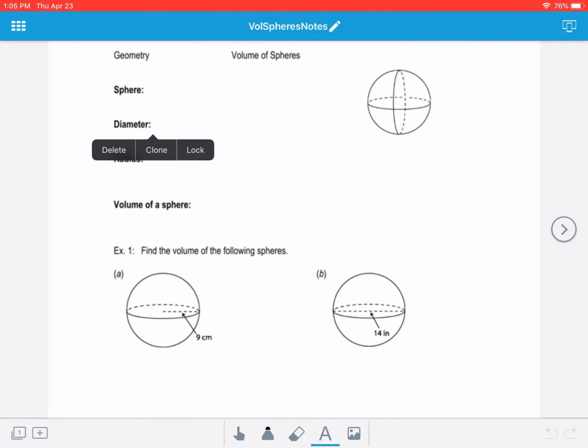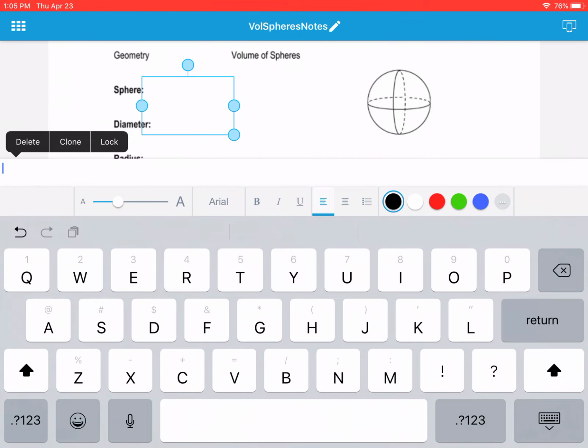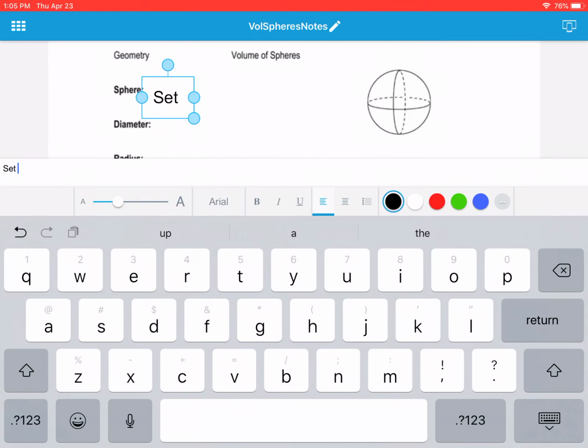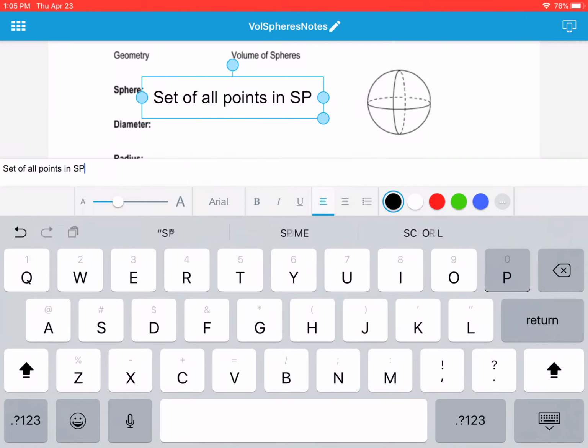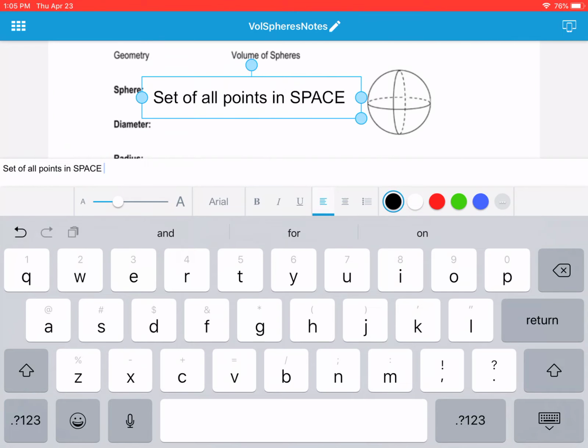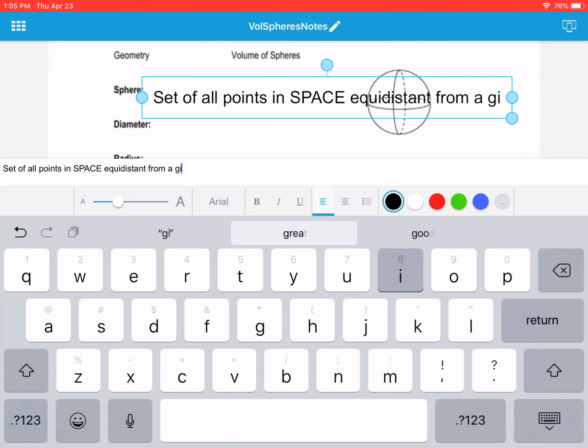Nice. A sphere is defined as the set of all points in space that are equidistant from a given point, which we refer to as the center of the sphere.